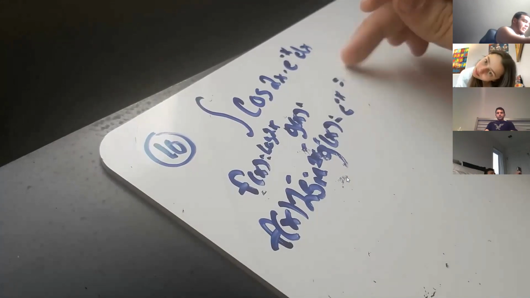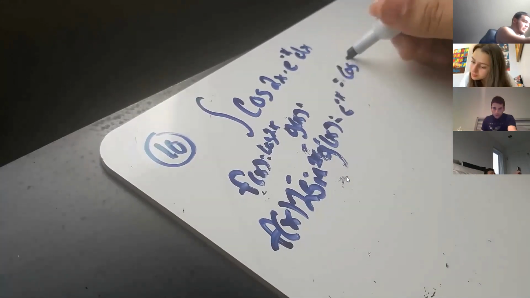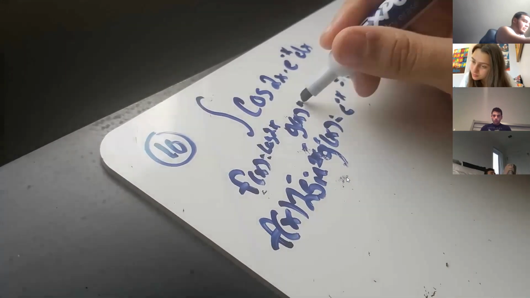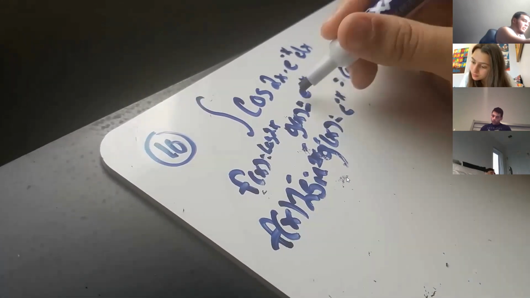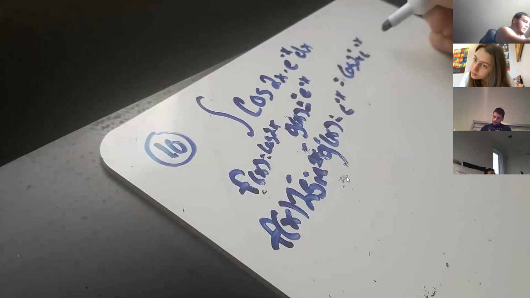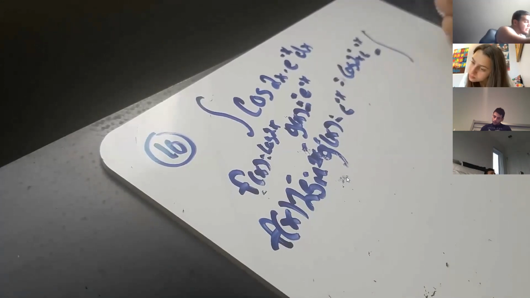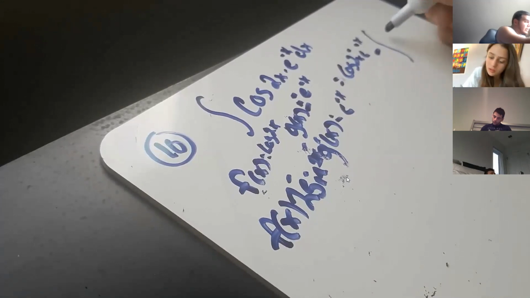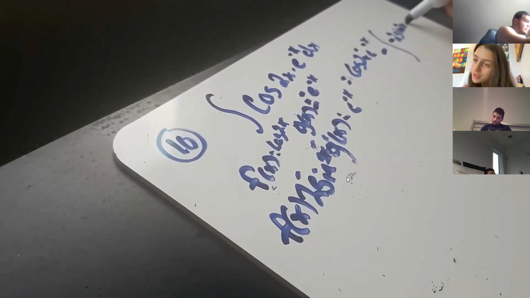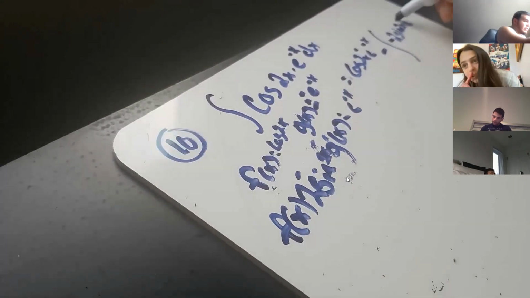So f of x is cosine 2x. G prime is e to the negative x, I forgot to do this, negative e to the negative x. So negative e to the negative x, minus the integral. So this is going to be negative 2 sine 2x times negative e to the negative x.